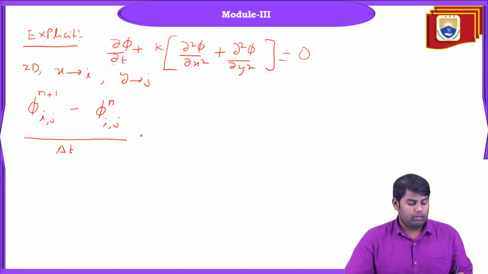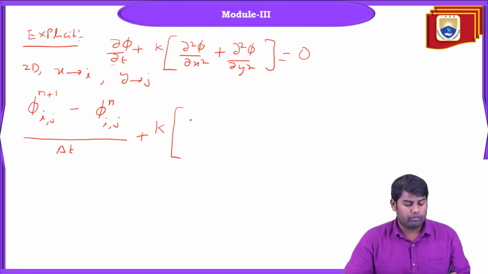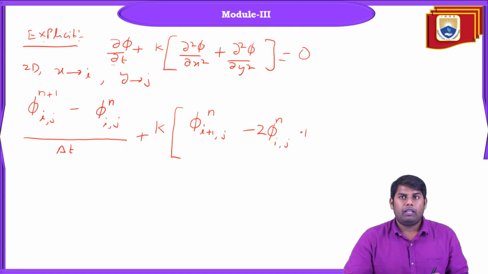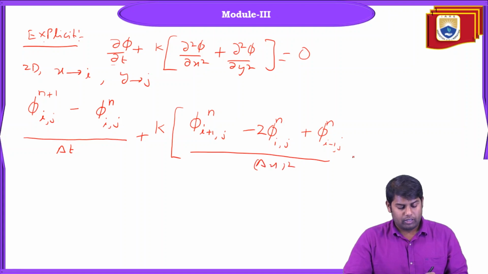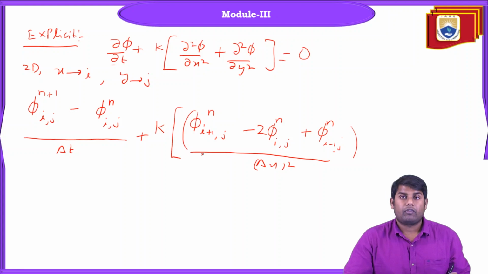Okay, plus k into, so what do we have? We have a second order differential. Therefore what we do is phi of i plus 1 comma j to the power of n minus 2 phi of i comma j to the power of n plus phi of i minus 1 comma j to the power of n, divided by delta x square. So this is what we have.